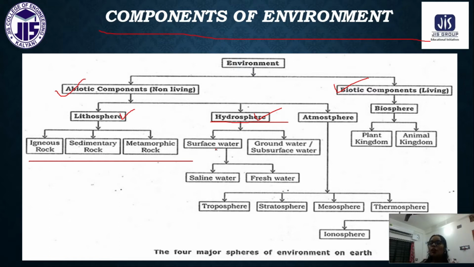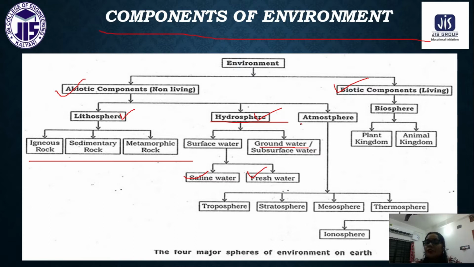Okay, so the hydrosphere is of two types: surface water and groundwater. Surface water is generally whatever water we get on the earth's surface. That is of two types: saline water and fresh water. And secondly, we have the groundwater, the subsurface water.